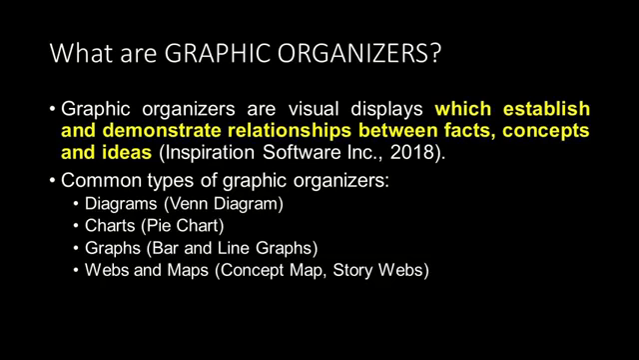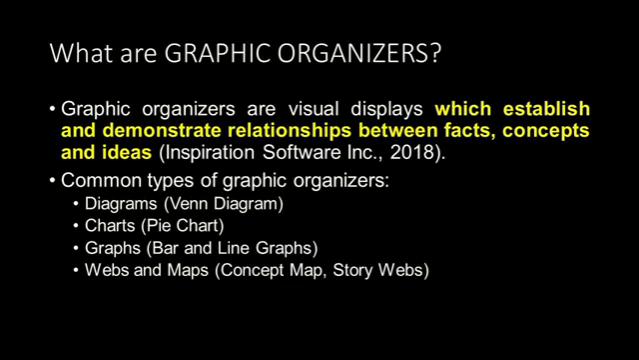So what are graphic organizers? According to Inspiration Software in 2018, graphic organizers are visual displays which establish and demonstrate relationships between facts, concepts, and ideas. And there are 4 common types of graphic organizers. We have diagrams, or more specifically, Venn diagrams. We have charts, specifically the pie chart. We have graphs, which have 2 general types, the bar and the line graphs. And lastly, we have webs and maps, specifically concept maps and story webs.